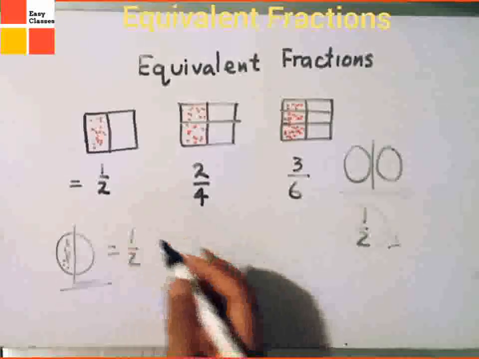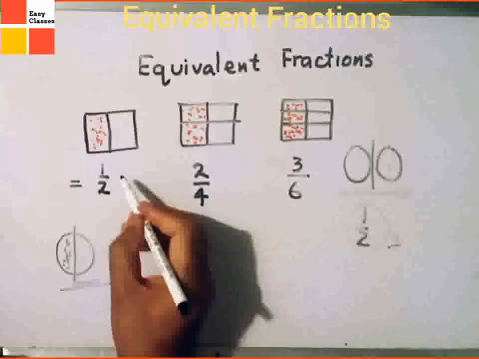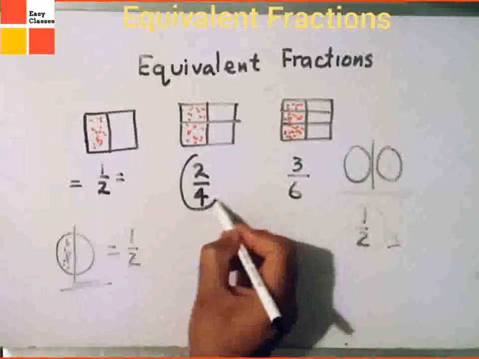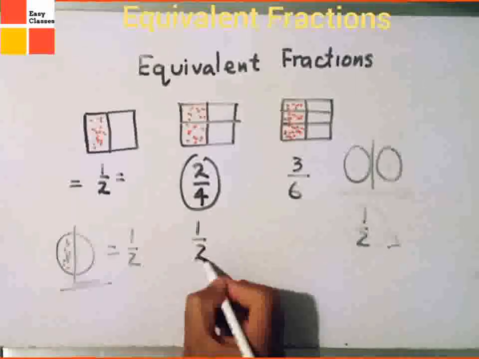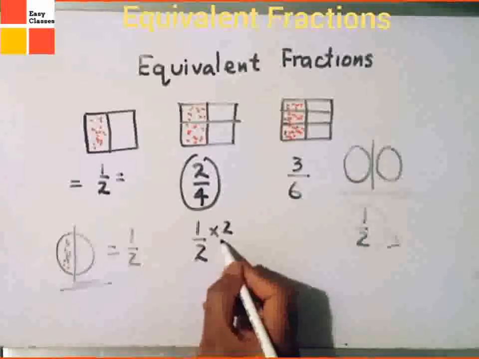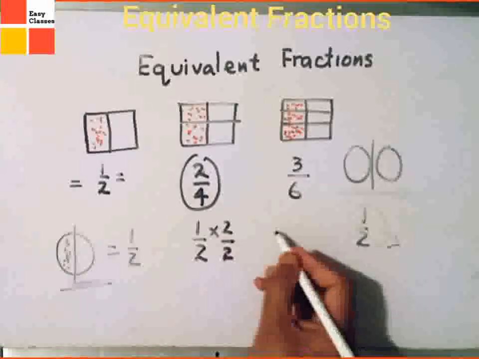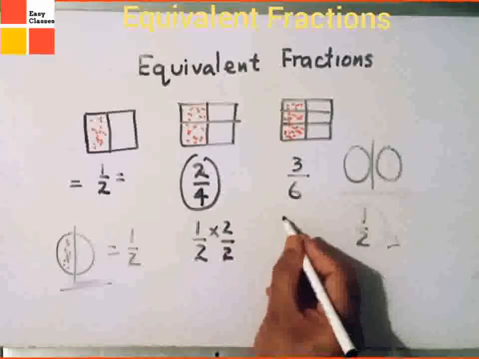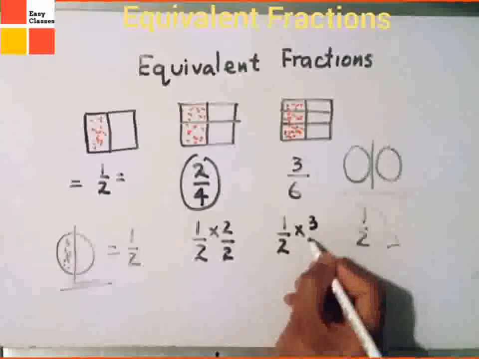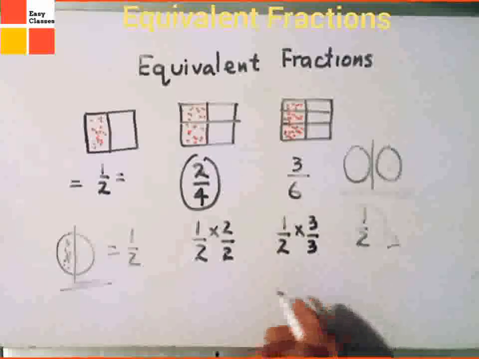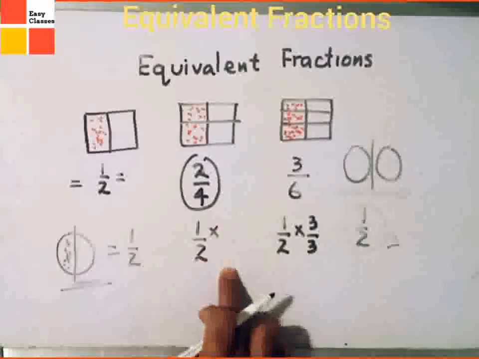So see how these are the same. For example, this is one half. This fraction can be put like this: 1 divided by 2 into 2 divided by 2. 2 ones are 2, 2 twos are 4. Actually this 3 by 6 is equal to 1 half into 3 divided by 3. You can cancel these because numerator and denominator are the same. So this is actually 1 half.